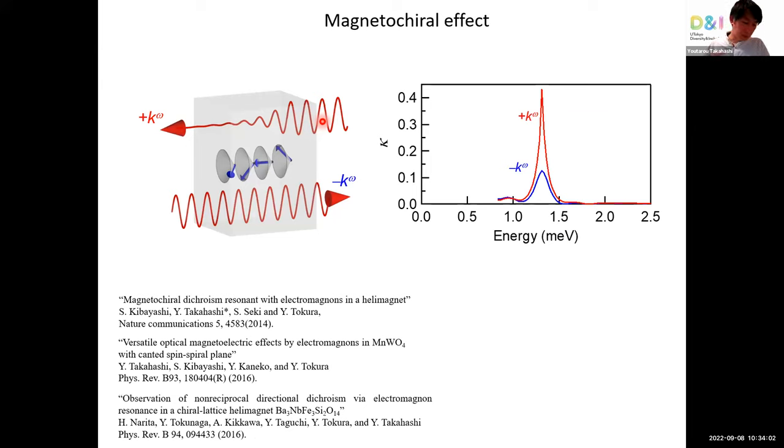This is also an optical diode effect. The chirality and magnetization can induce this optical diode effect. On the resonance of the electromagnon, we observed a huge non-reciprocal optical effect, or a difference of the optical absorptions. So we can realize many optical effects by using the spin spiral state, and these optical effects are always enhanced on the resonance of the electromagnon.